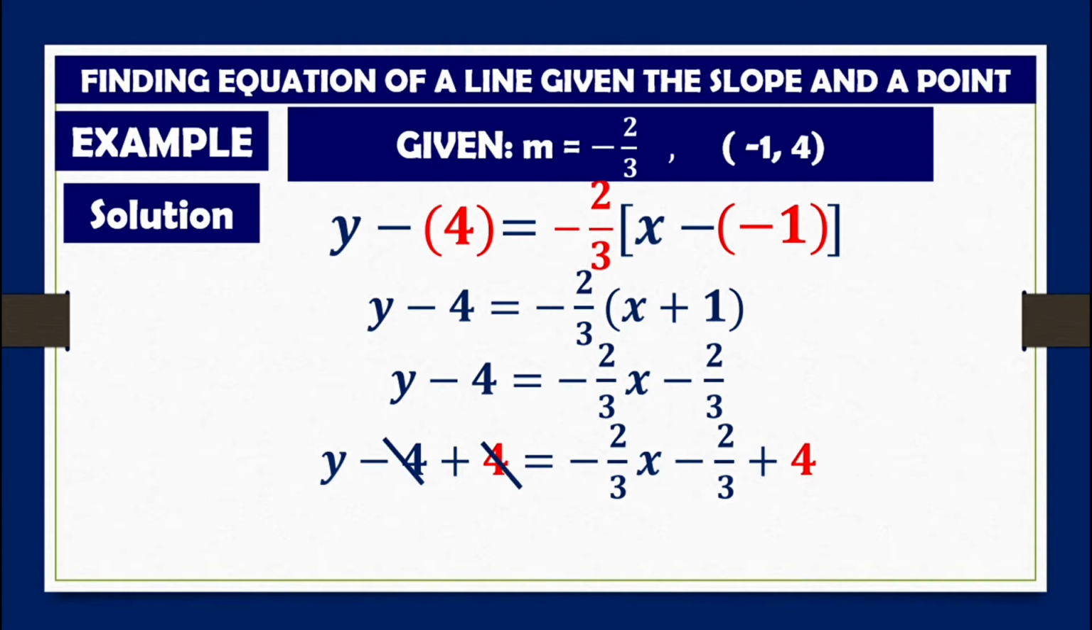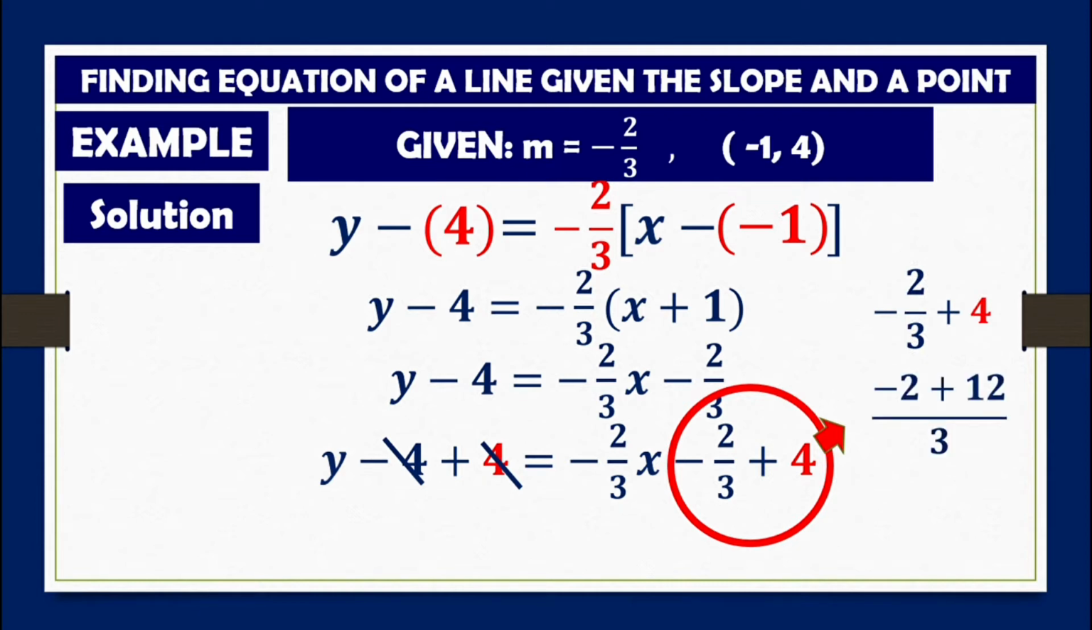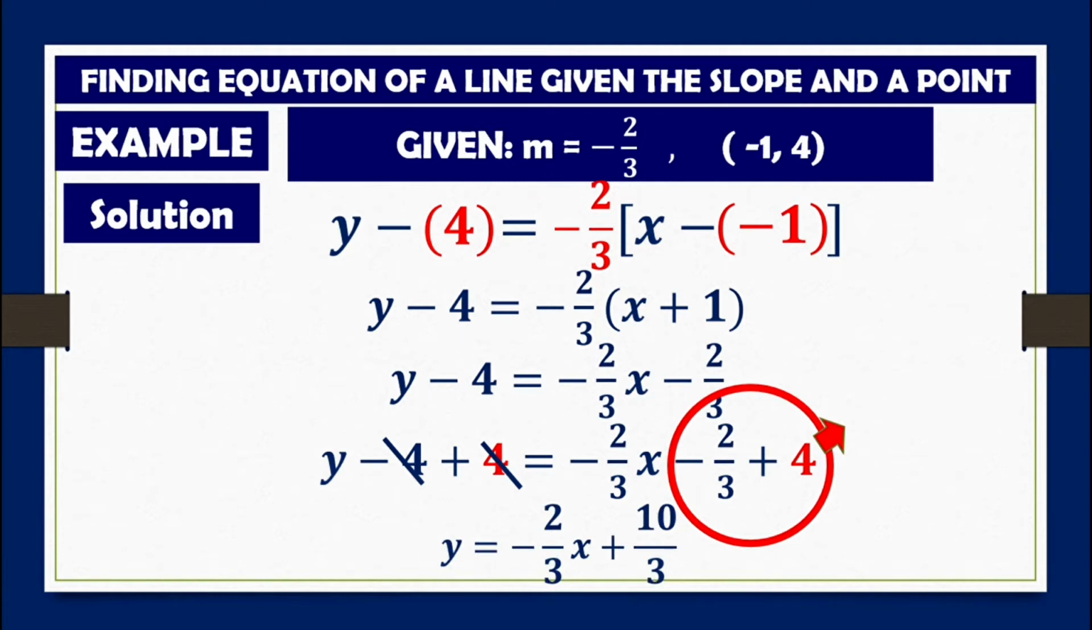As we eliminate 4 on the left side of our equation, let us also combine our constants, which are negative 2/3 and 4 on the right side of our equation. All we need to do is to look for the common denominator, and that is 3. So negative 2/3 plus 4 is the same as negative 2 plus 12 all over 3. Then simplify, so we have 10 over 3. So our final answer is y equals negative 2/3 x plus 10/3. In this case, this is the answer as we find the equation of a line given the slope and a point.